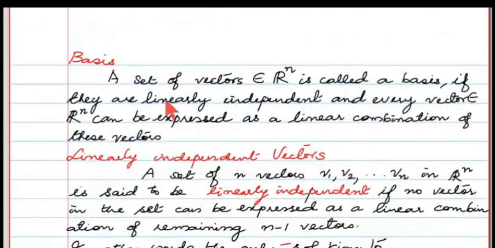A set of vectors, elements of Rn, is called a basis if they are linearly independent, and every vector, an element of Rn, can be expressed as a linear combination of these vectors.